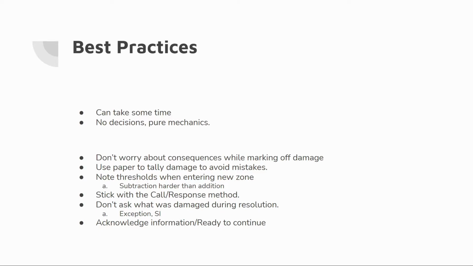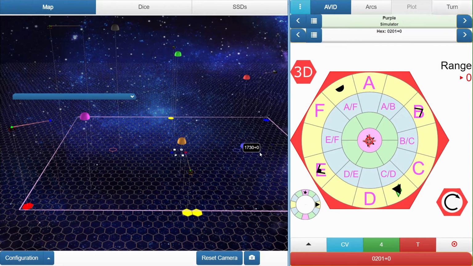And as the call response method kind of pointed out, don't ask about what was hit, because again, worry about that after you've allocated the damage. The one exception is the SI hit. We roll zeros because that's exciting and could actually lead to damage allocation being cut short if a ship blows up.